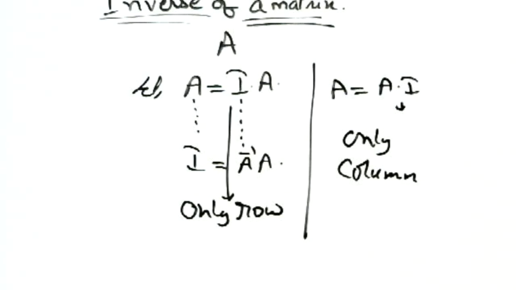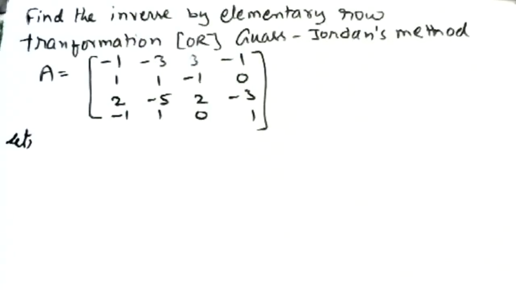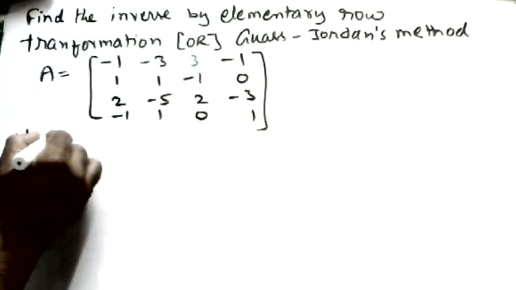So let me do one question. This is called elementary row transformation, or the Gauss-Jordan elimination method. Now see here, there is a question: find the inverse by elementary row transformation, or the Gauss-Jordan method. So how do we start?